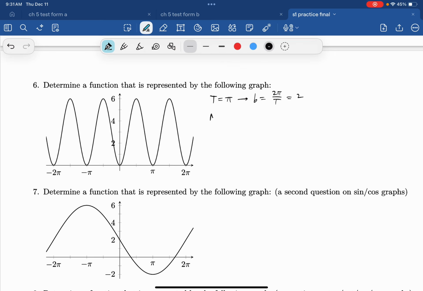Next, our maximum is at 6, and our minimum is at 0. So that tells us that our average is 3, and our amplitude is also 3. Okay? So amplitude is always the number that's multiplying the sine or the cosine, and the average is the number that's being added to the end.